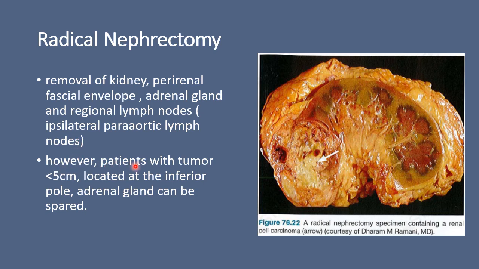However, in patients with tumor less than 5 centimeters located at the inferior pole of the kidney, the adrenal gland can be spared. Okay, if it's the inferior pole and the tumor is less than 5 centimeters, then the adrenal gland at the opposite pole is not removed. It's spared.